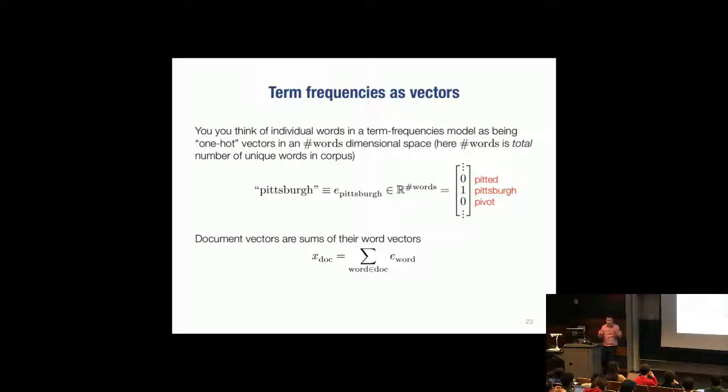The term frequency vector is just going to be the count of the number of words that occur, and so you can think of that as adding up a bunch of these one-hot vectors.